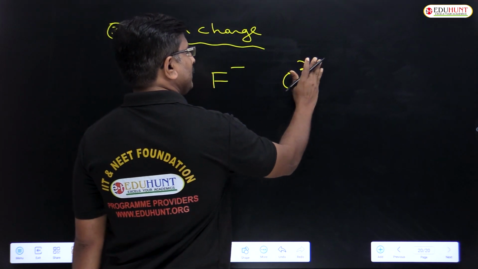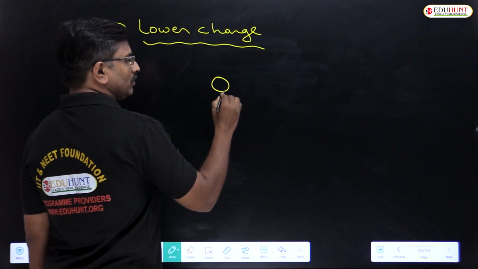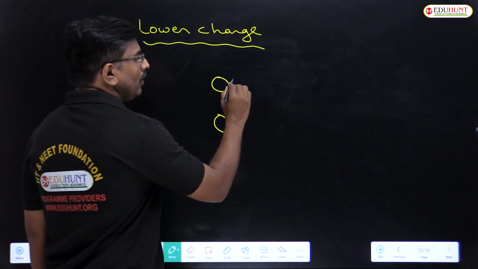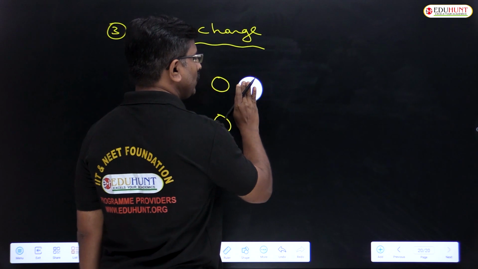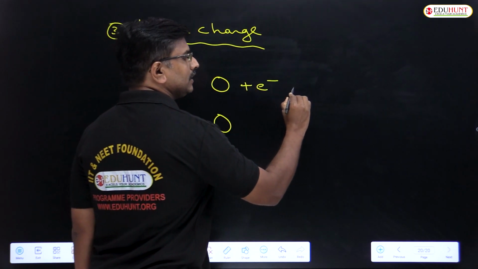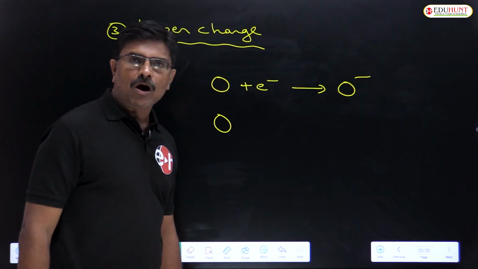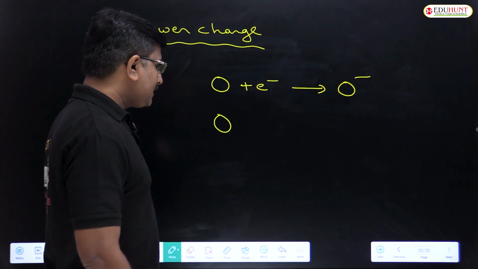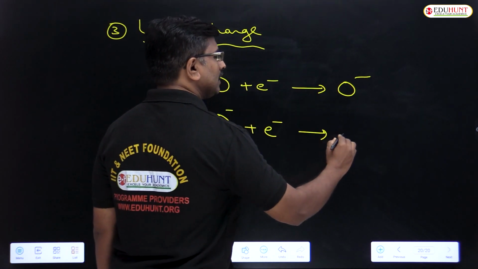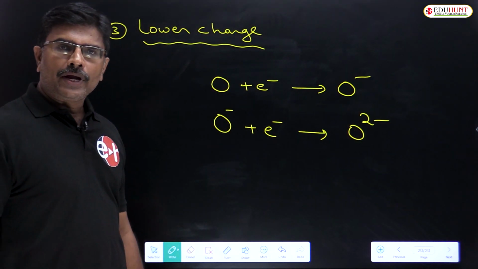Okay, see, neutral atom, if I take O, if it has to convert into uni-negative ion, we need to add an electron. O for oxygen here becomes a uni-negative oxygen ion. And at the same time, to this uni-negative oxygen ion, if I add one more electron, then what happens? It becomes O2 minus. Got my point?